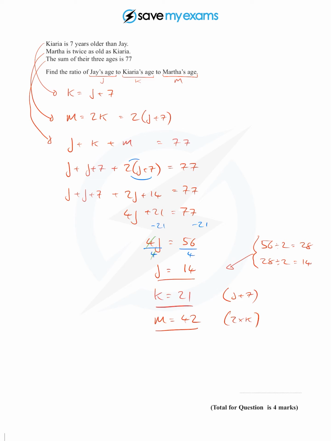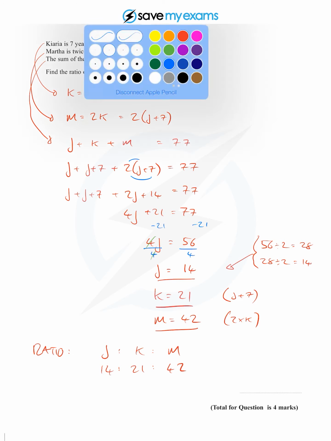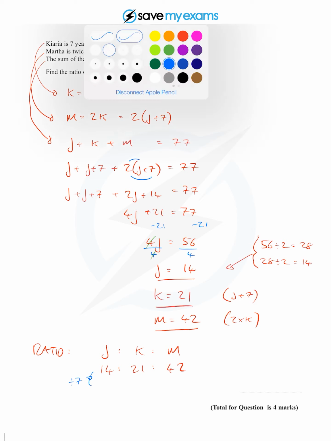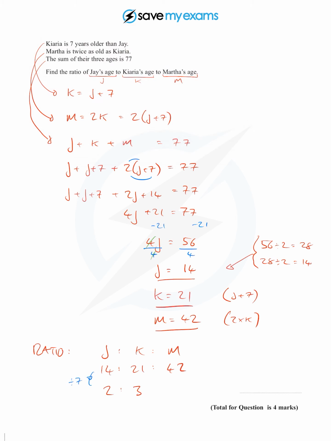So there we go, and so we have the ratio, which they've asked us for. J to K to M is 14 to 21 to 42. They haven't asked us to do this, but we could simplify that by spotting that there is a factor of 7 here, and if we wanted to, we could write this as 2 to 3 to 6, just dividing all of those by 7. They didn't actually ask us to do that, but it's a nice touch.